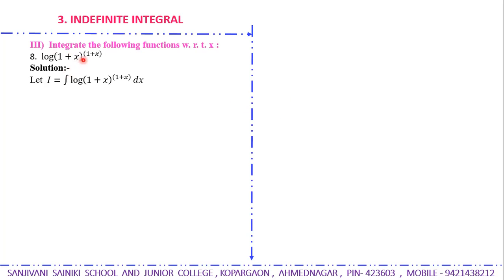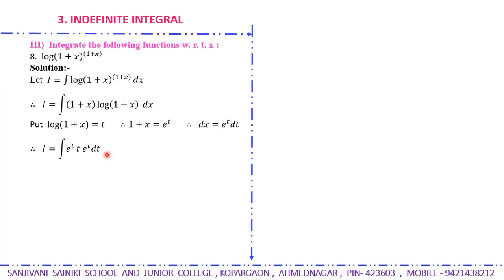Now log((1+x)^(1+x)). Use the logarithmic property of the log. We can take it as (1+x) into log(1+x). Then use the substitution log(1+x) is equal to t. You get 1 + x is equal to e^t. So dx is e^t dt. So e^t into e^t dt. So you get t into e^(2t) dt.